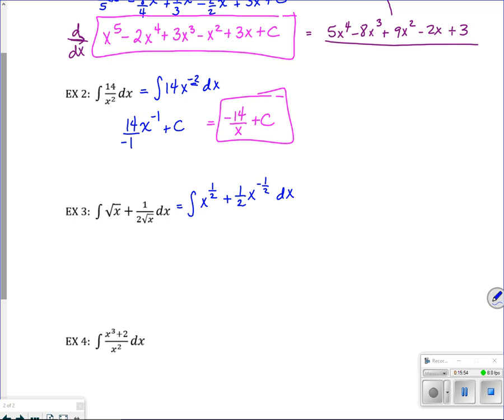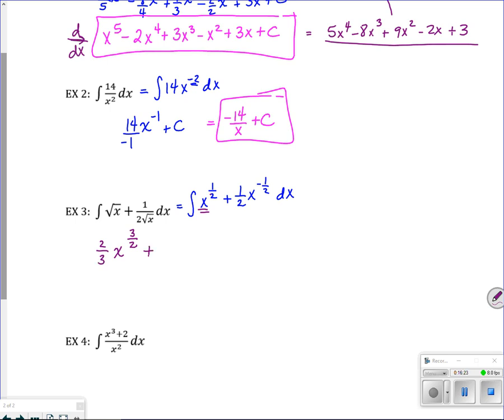Now let's do the power rule. Again, I'm going to go down the line. It works with fractions as well. So I increase the power by 1. So 1/2 plus 1 would be 3/2. Divide by the new power. Remember, dividing by a fraction, it's easier to think of multiplying by the reciprocal. So I'm going to put a 2/3 in front.